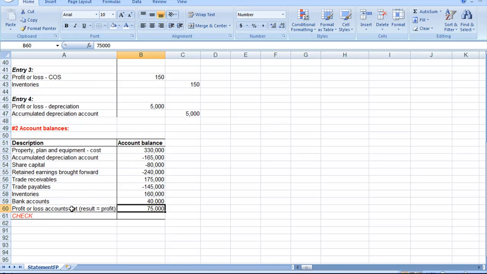And what about our profit or loss figure? Well, it says in the brackets that it is a profit. So total revenues are higher than the total expenses.